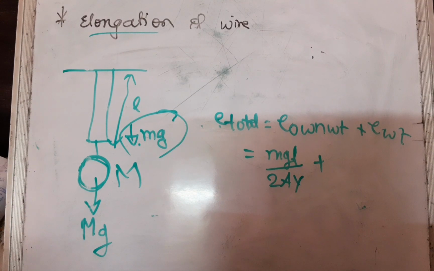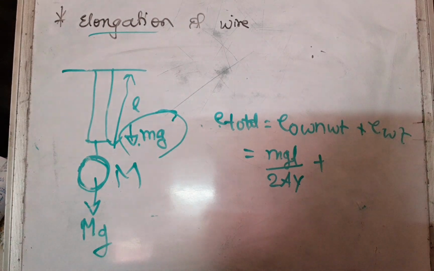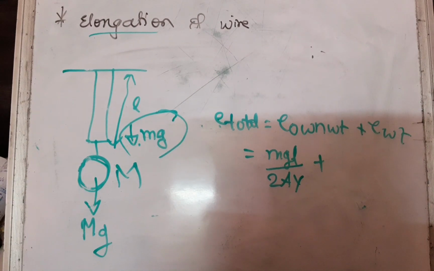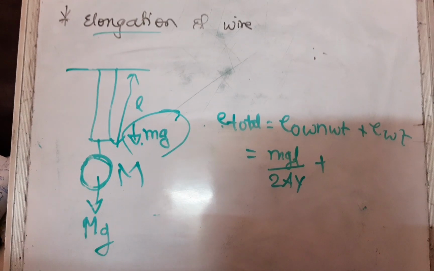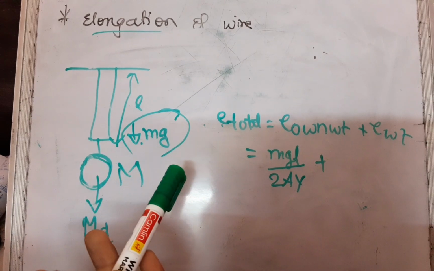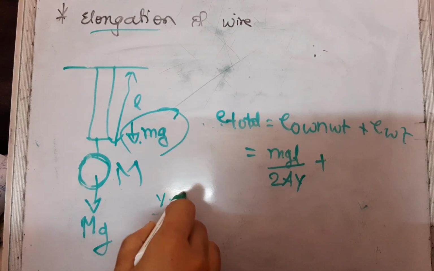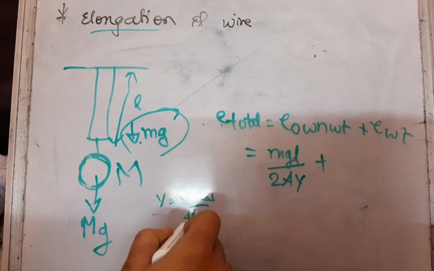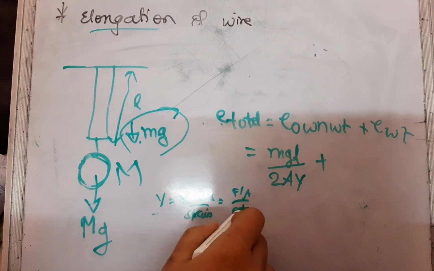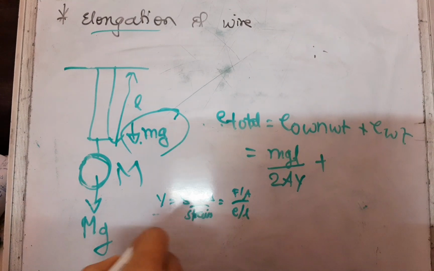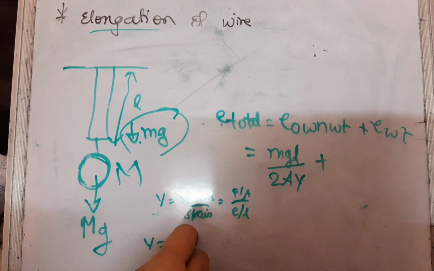So we know how we got the elongation due to its own weight, but now we want to know how to find the elongation due to this new weight Mg. So here you should not apply L by 2 or anything like that. It is the normal concept. What is the normal concept? Young's modulus is equal to stress upon strain. Stress is force upon area. Strain is elongation upon length. So if you solve this, Y is equal to F divided by A into L divided by E.